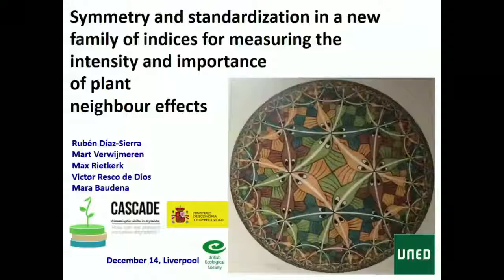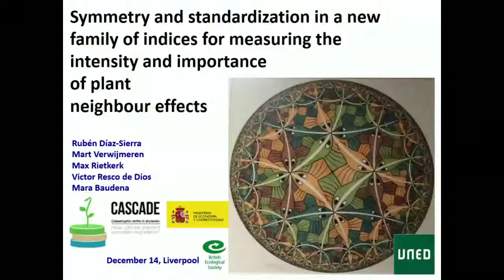Okay, thanks. I'm going to present work that is a collaboration between physicists and ecologists. We'll try to do a real mathematical, serious analysis, but also keep the ecological meaning and understanding of the indices we analyze.